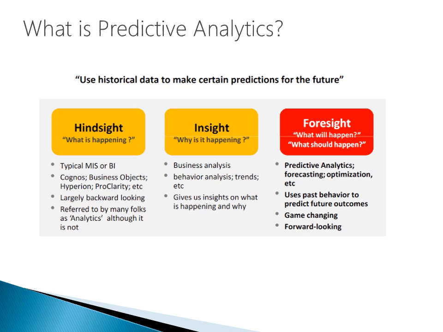Insight, on the other hand, is starting to peer into the question of, well, why is this happening? And this is the analysis of business, understanding the behaviors, the trends, and it gives us insights onto what is happening and why it's happening. At a certain point, we cross into the threshold of foresight, and now we're talking about prediction and optimization, what will happen and what should happen. So predictive analytics, forecasting, optimization, and it's using the historical data to make predictions for the future. And this is game-changing technology, and it is absolutely imperative for organizations to begin to adopt as soon as possible.